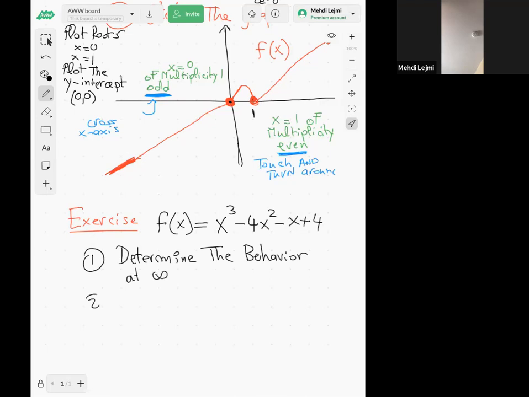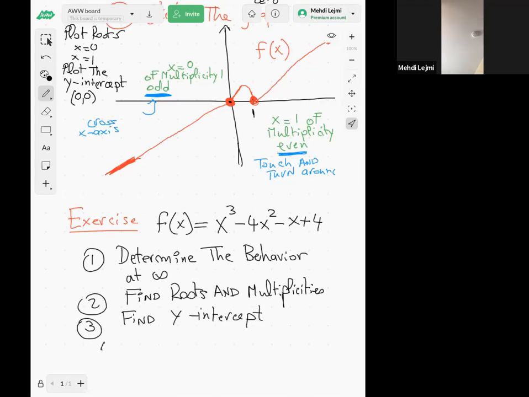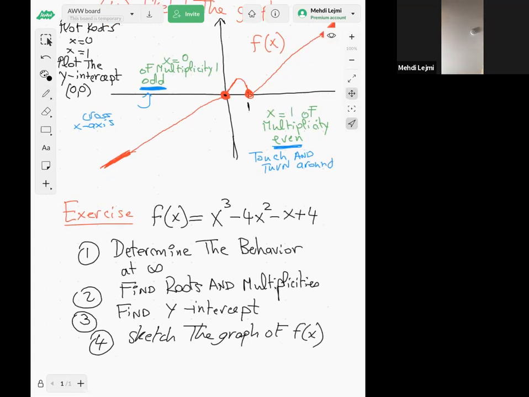Second, find the roots and their multiplicities. Third, find the y-intercept. Four, sketch the graph of f of x. All right. Okay, guys, so we have, let's say, 5-10 minutes to think about this exercise. Okay, so please try to sketch the graph of f of x.